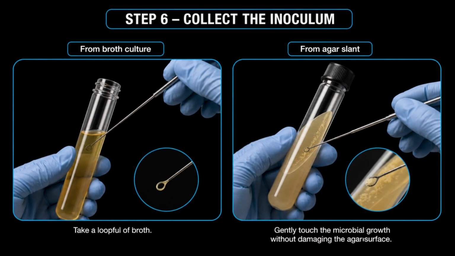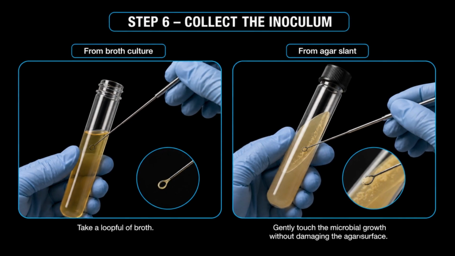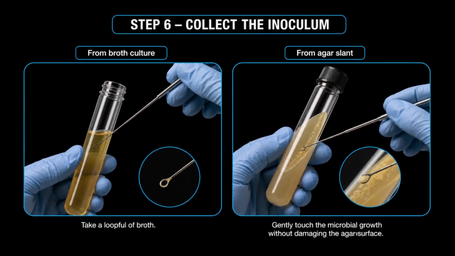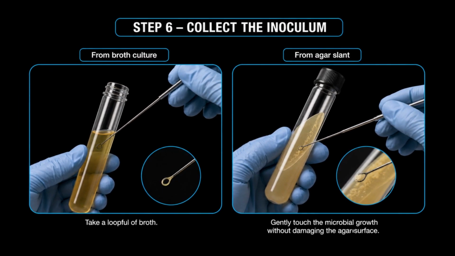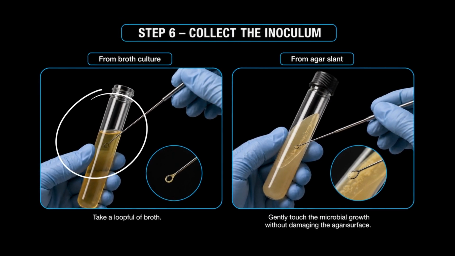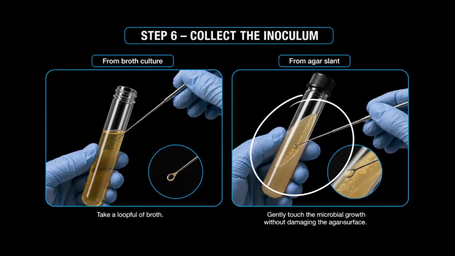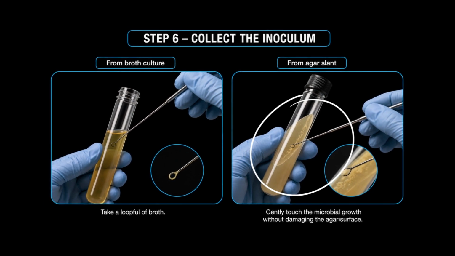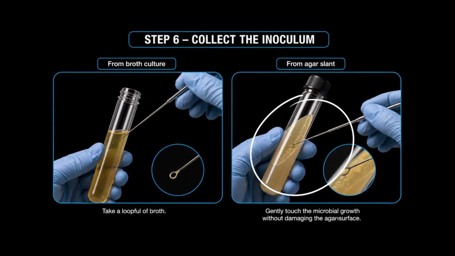Step 6. Collect the inoculum. After the loop has cooled, collect a small amount of inoculum from the stock culture. If using a broth culture, take a loopful of broth. If using an agar slant, gently touch the microbial growth without damaging the agar surface.